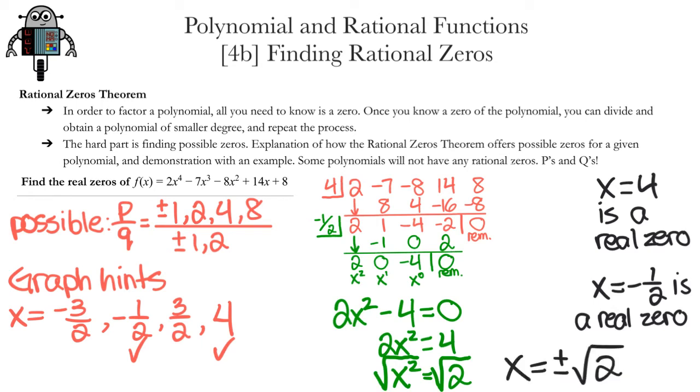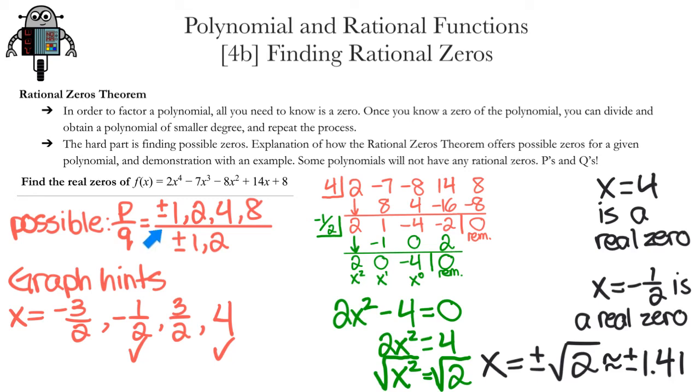We could have used the quadratic formula to solve this equation, but the coefficient of x to the 1 was 0, so it allowed us to use the square root property. The square root of 2 is approximately 1.41. And that's pretty close to 1.5. But I should have never written 3/2 or -3/2 because those were not possible rational zeros.